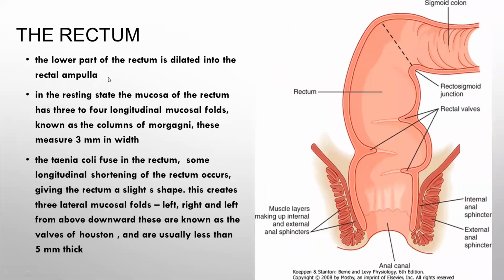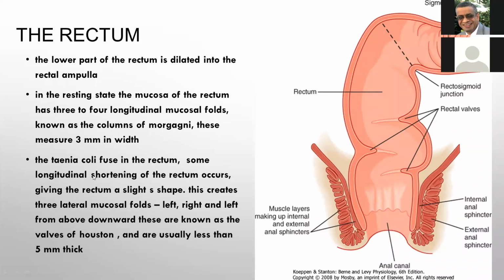The lower part of the rectum is dilated into the rectal ampulla. In the resting state, the mucosa of the rectum has 3 to 4 longitudinal mucosal folds known as the columns of Morgagni. These measure 3 mm in width. The taenia coli fuse in the rectum. Some longitudinal shortening of the rectum occurs, giving the rectum a slight S shape. This creates, from above downward, 3 lateral mucosal folds, left, right, and left, known as the valves of Houston, usually less than 5 mm in thickness.